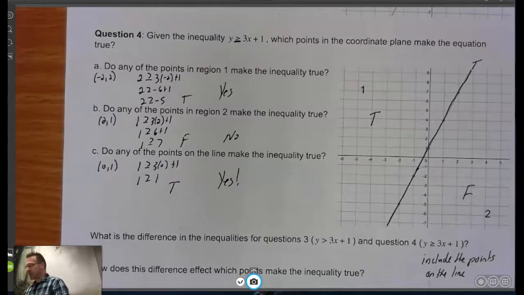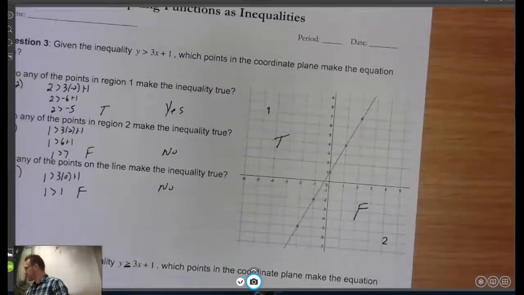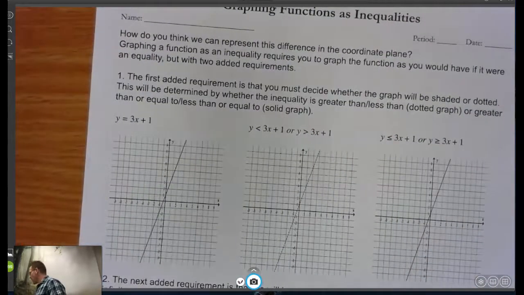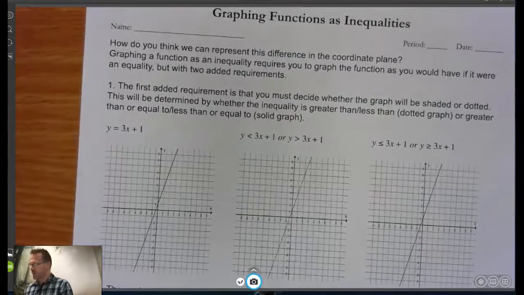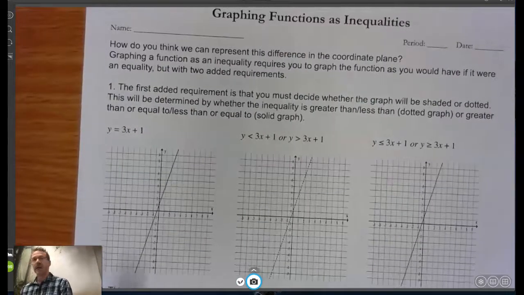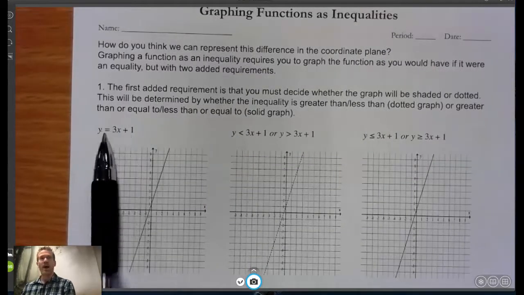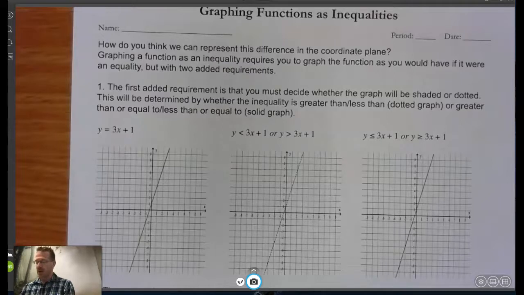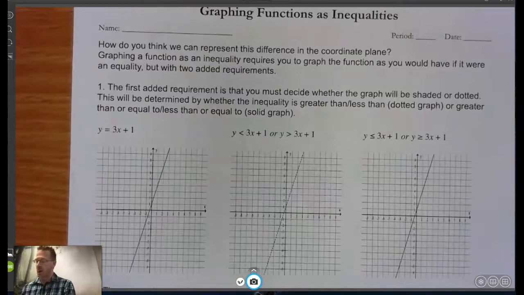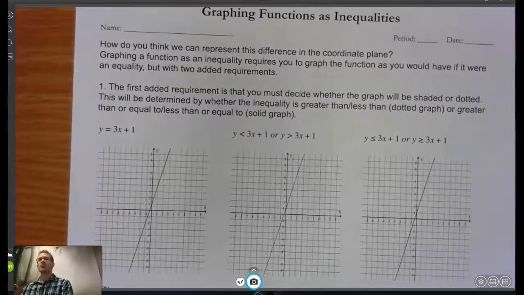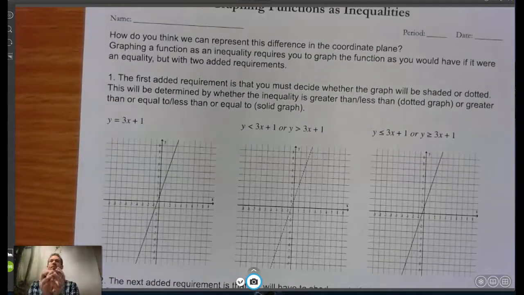Now let's look at the next page in your notes. Let me find my page. My notes are all over the place here. Here it is. Let's look at page 3. Here, if we just graph a line, y equals 3x plus 1, we graph that like normal. Our y-intercept is (0, 1), and we have a slope of 3 over 1, no big deal. Now here's where that last question 3 and 4 comes into play.